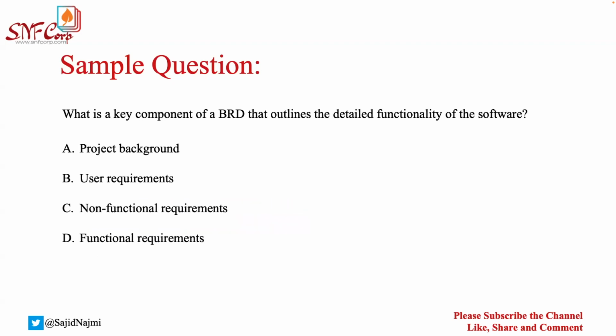What is the key component of a BRD that outlines the detailed functionality of the software? D. We have studied many key components. So which one is the key component that will talk more about the functionality of the software? D. Okay, any other answer? It's D. Okay, let's see the answer. Yes, D. The functional requirement is the only key component that talks about the functionality of the software. Every functionality goes under the functional requirement section.